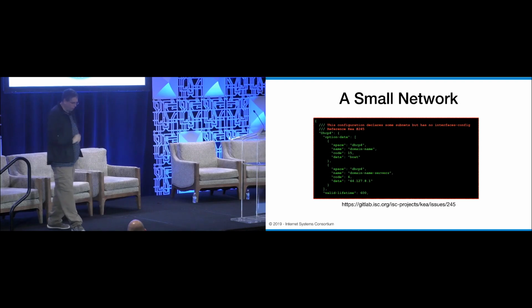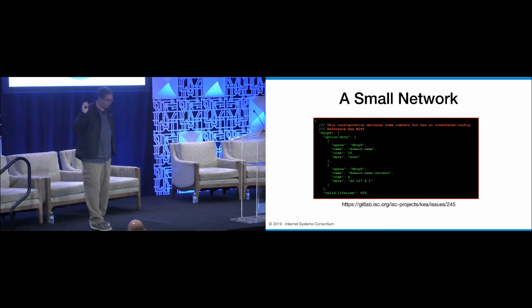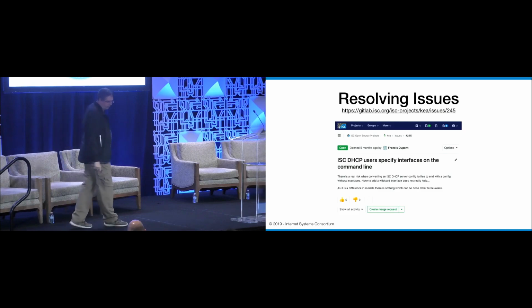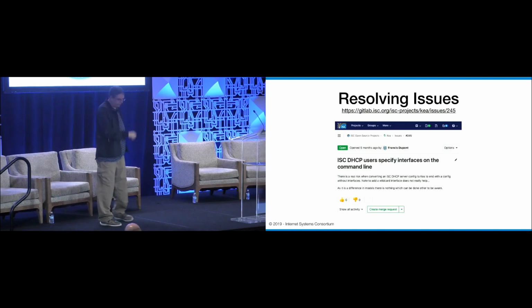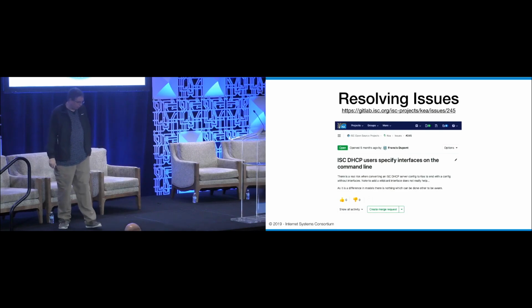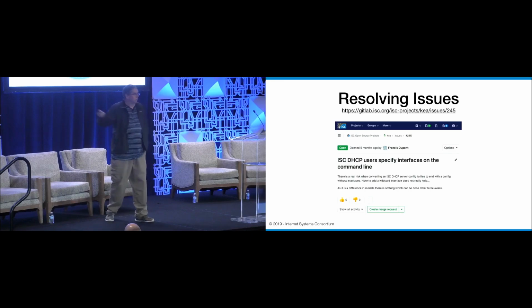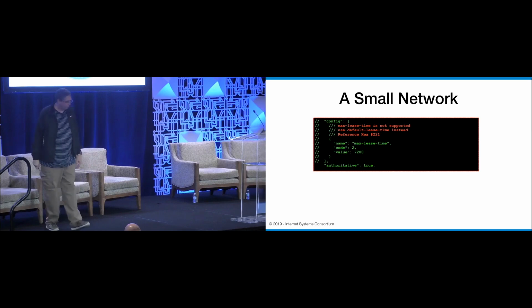So if I go out to gitlab.isc.org, projects, Kea issues, and then 245, obviously referenced from that number, I see a comment from one of the developers: there's a real risk when converting an ISC DHCP server configuration to Kea to end up with a config without interfaces. To add a wildcard interface does not really help. As it is a difference in models, there is nothing which can be done other than to be aware. Fair enough. We've documented the fact that this isn't going to work directly. You're going to need to make some changes.